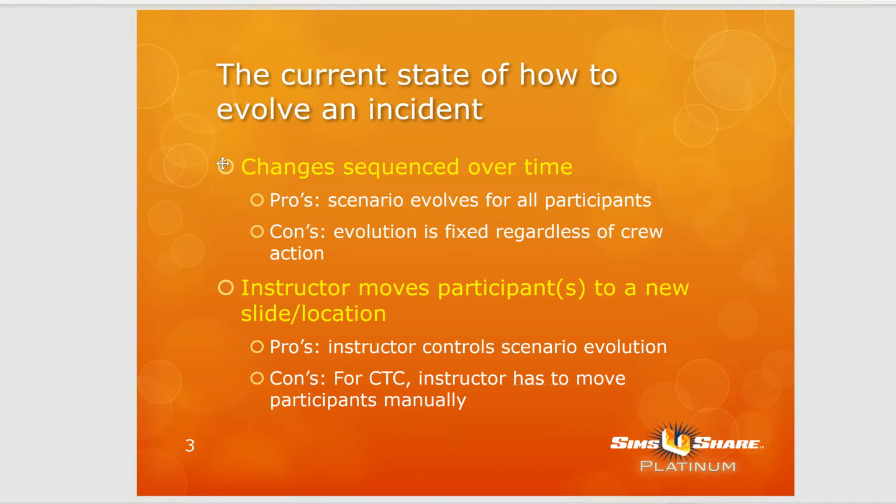So that's really easy. The way that you actually evolve an incident in SimsUshare is you can make changes sequenced over time, and that's good for scenarios that evolve for all participants, but the evolution is fixed. Now we're going to talk about how you make it so that you can move participants to a new location that is the evolution of that location. For example, going from incipient to a fire extension. The good news by just having them flip slides is that the instructor controls how the scenario evolves. The bad news in the CTC is the instructor, if you have multiple participants, has to move each person manually.